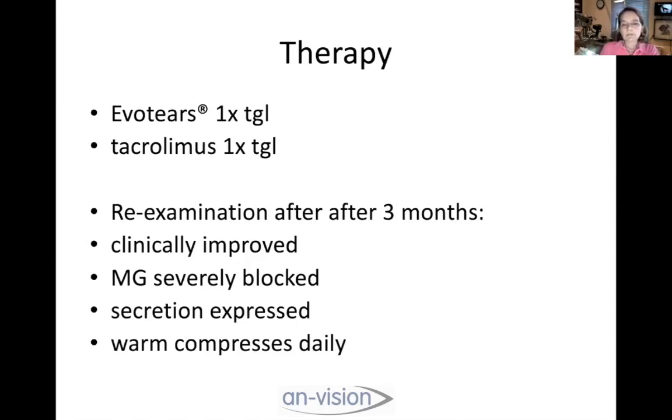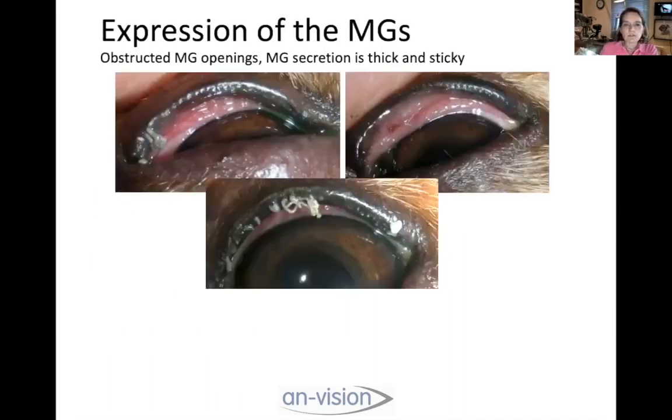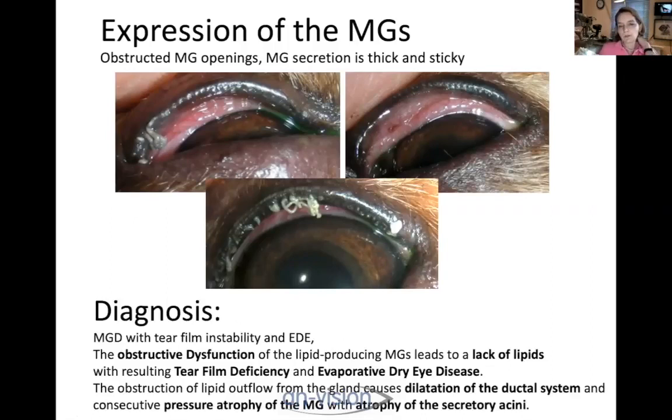And we expressed the secretion and we used the warm compresses. And here you can see the expression of the secretion. There's some brown, ugly discharge here and some yellow, very sticky discharge here. So what we do is we mechanically express those glands to relieve them of the secretion so that they can start producing again, because the compression of the ducts will cause dysfunction or will even make the dysfunction worse by a mechanical atrophy.